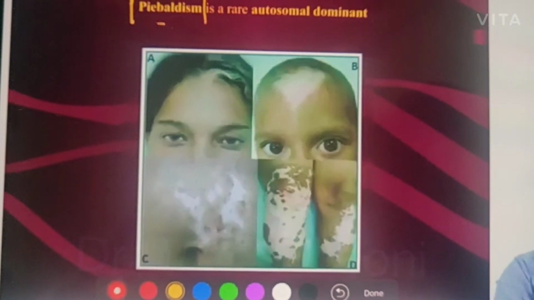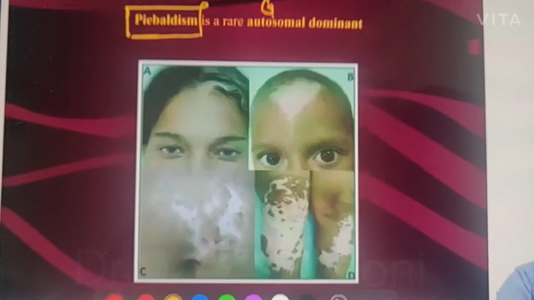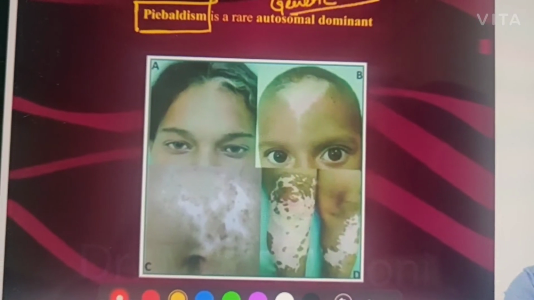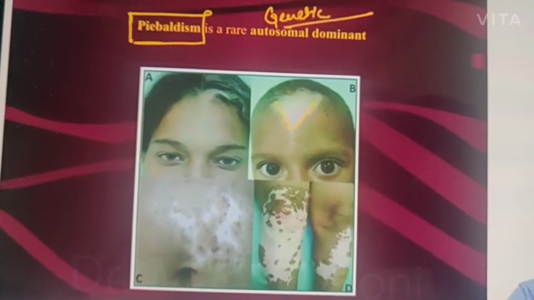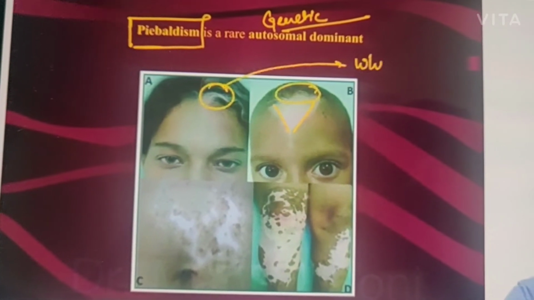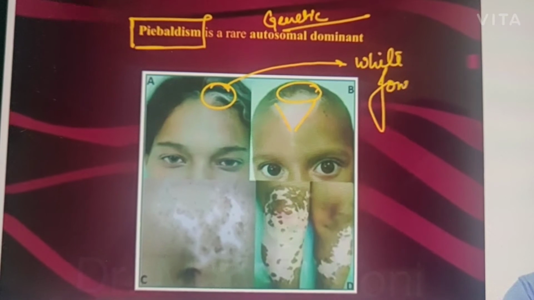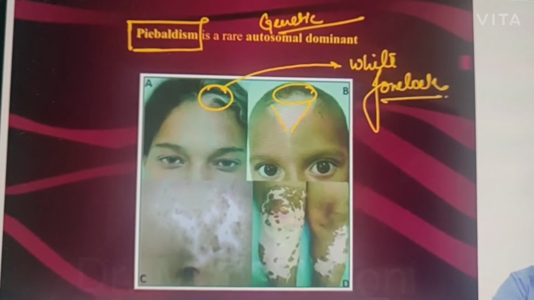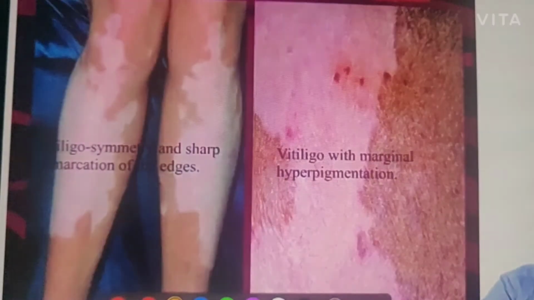This is a case of piebaldism, a genetic condition, so present since birth. A triangular patch is present over forehead with white forelocks, so it is usually associated with white forelocks. So if you find white forelocks, then it is piebaldism.